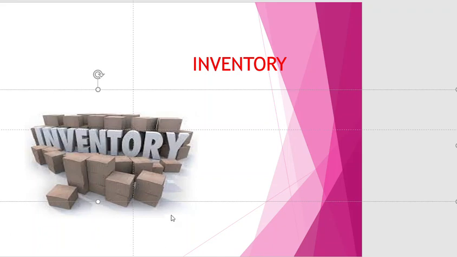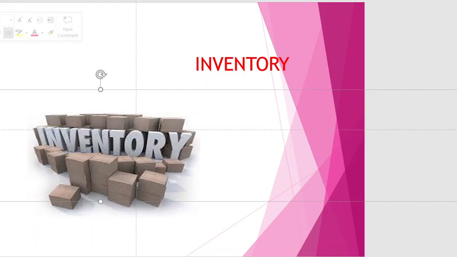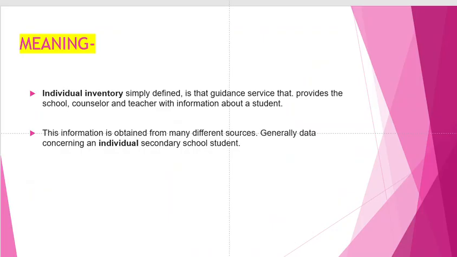Good morning, everyone. Today we are going to learn a very important topic that is related to guidance and counseling, and it's inventory. So, what is the meaning of inventory? Individual inventory, simply defined, is that guidance service that provides the school, counselor, and the teacher with information about the student. Basically, it gives information about the student and it's related to the interest of the student.